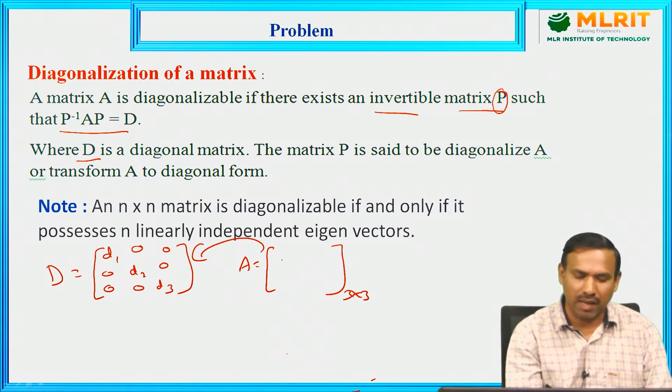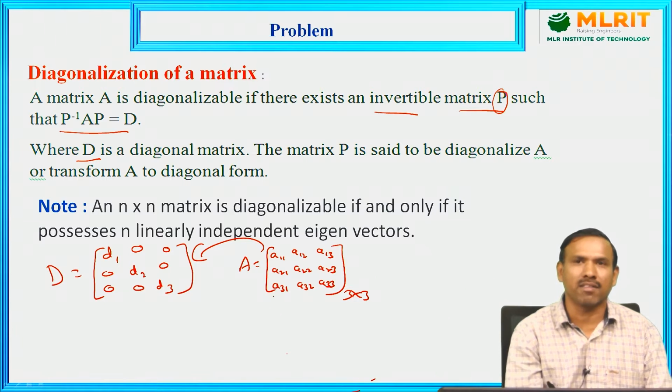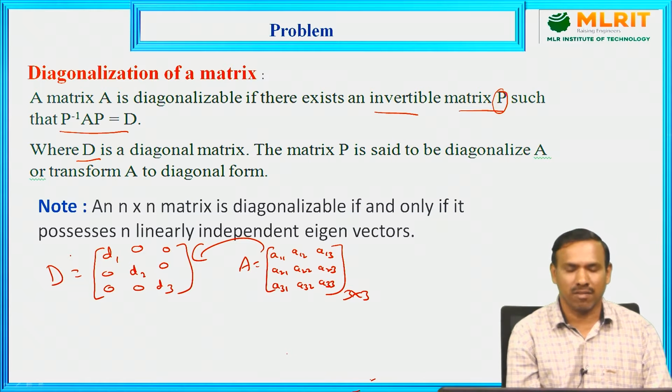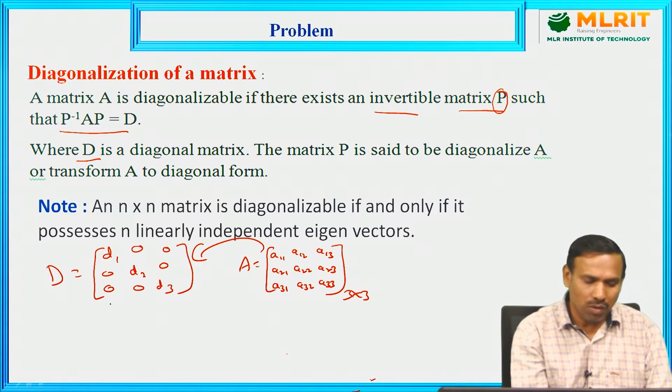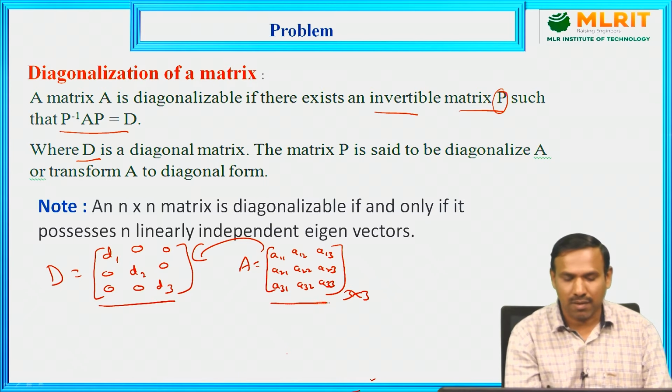What is the matrix A here? A11, A12, A13, A21, A22, A23, and the third row A31, A32, A33. It can be any given square matrix, especially 3 by 3, 2 by 2, 4 by 4. So, how to convert it into a diagonal matrix? This transformation is very useful in so many problems. So, our topic is diagonalization.